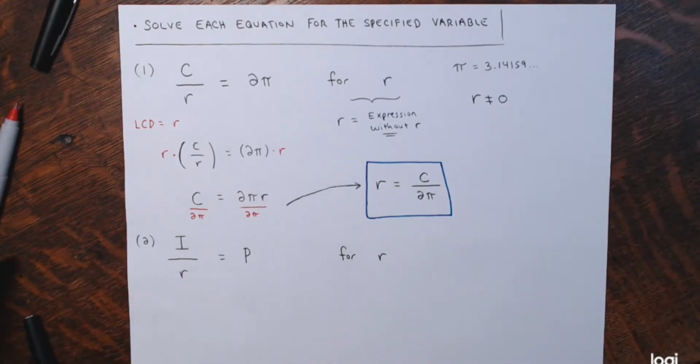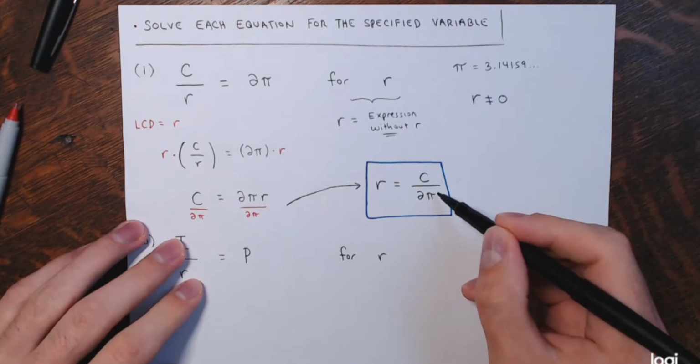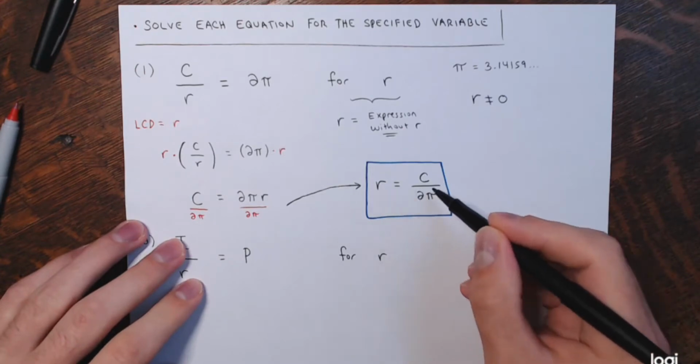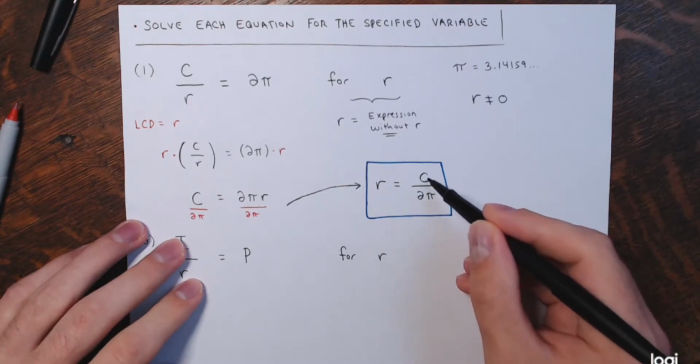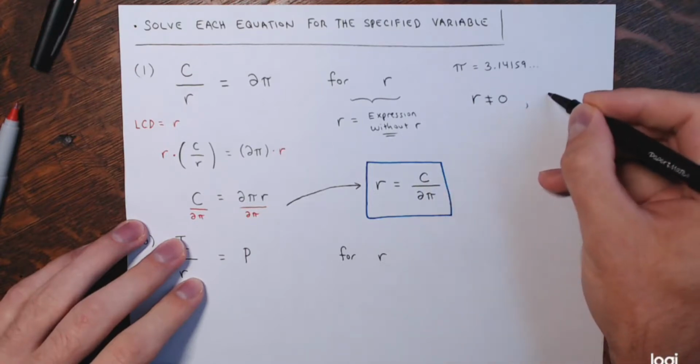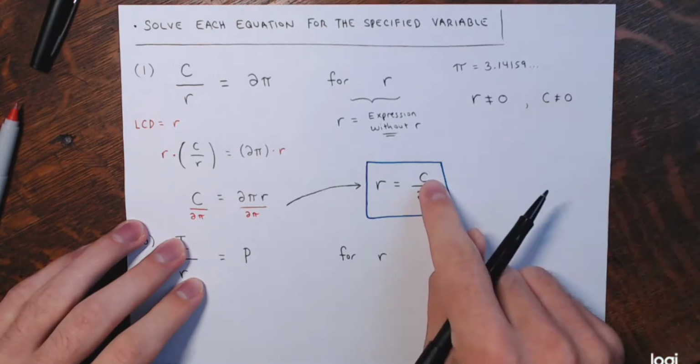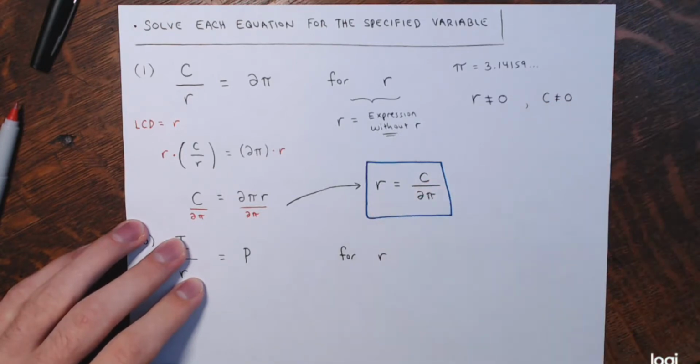Now, because R can't be 0, that means the value of this expression can't be 0 either, because this is what R is being replaced with. And if C divided by 2 pi can't be 0, that means C also can't be 0. Because if C were 0, then R would be 0. And R can't be 0. I hope that makes sense.